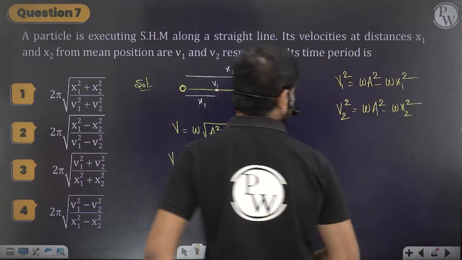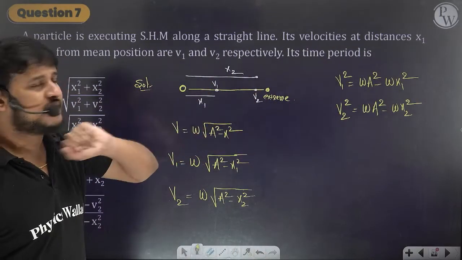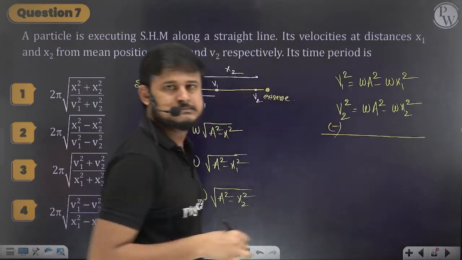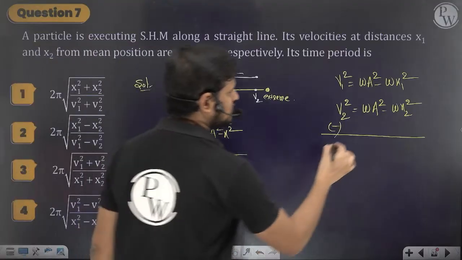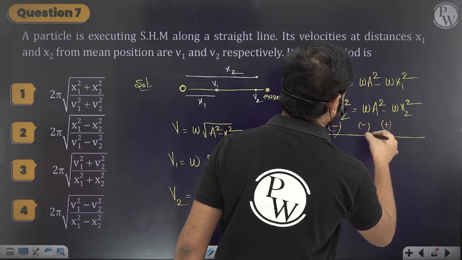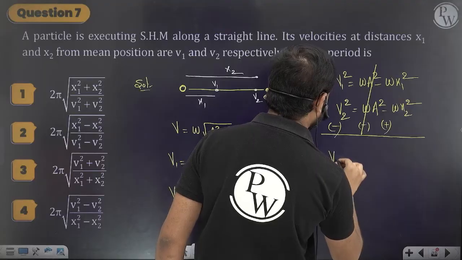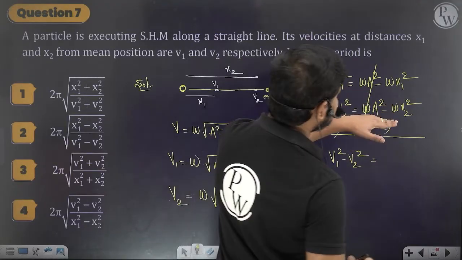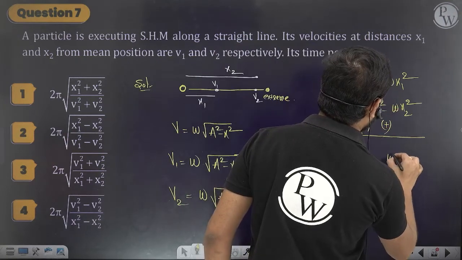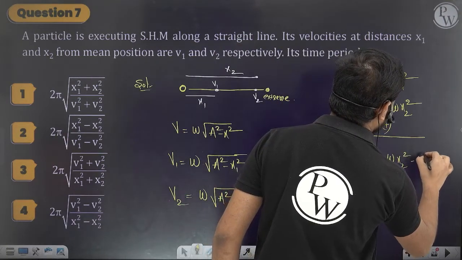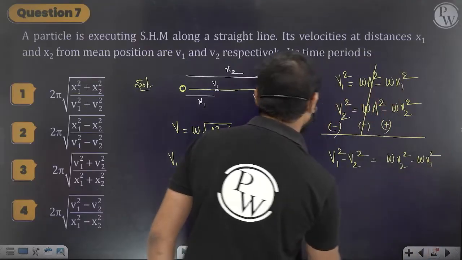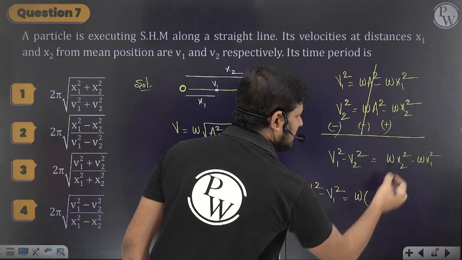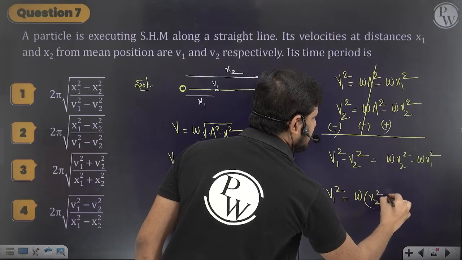So let's do one thing. We need only the v terms and the omega terms, so let me subtract these terms. The a square terms will cancel. So v1 square minus v2 square is equal to omega square x2 square minus omega square x1 square. So v2 square minus v1 square is equal to omega square common, into x2 square minus x1 square.